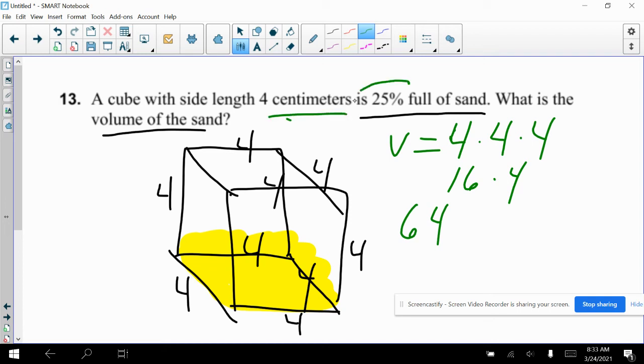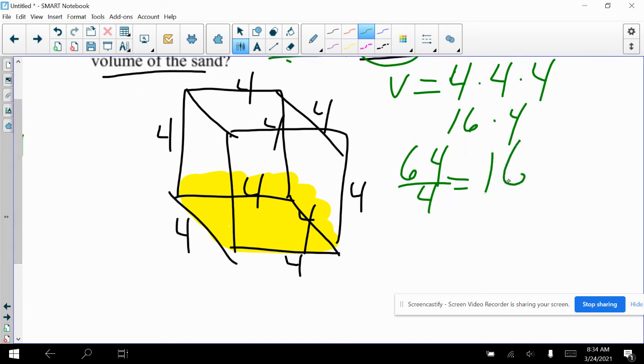But it says 25% of it, going back to chapter 4 now, 25% of it is full of sand. How do we find how much sand's in there? Zach, what do we do? Okay, we could do that. We could divide by 4. What's 64 divided by 4? 16. So we get 16 cubic centimeters.